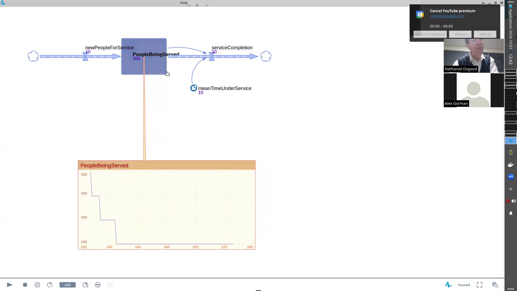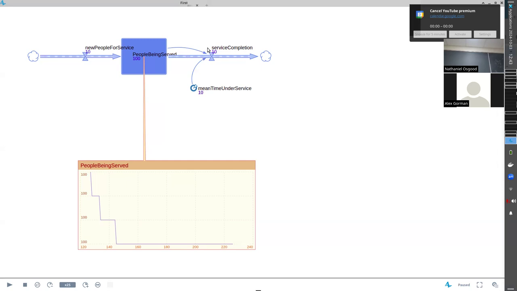This has a what feedback associated with it? Balancing feedback. Where's the balancing feedback? I didn't want to pause. But where's the balancing feedback? It is there. In fact, it's staring you in the face. Where is it? Yes, Kate. The stock. Yeah, it involves the stock.